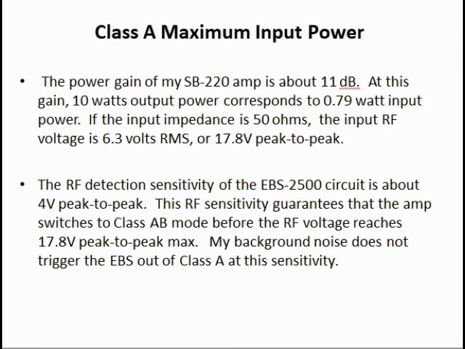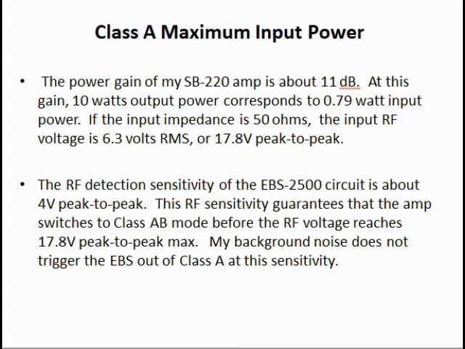Well, how do we determine what the threshold should be for the detection sensitivity of our electronic bias system, which is looking at the RF input to the amplifier? The power gain of an SB220 is about 11 dB. At this gain, the 10 watts output corresponds to 0.79 watts input to the amplifier. If the input impedance is assumed to be 50 ohms, the input voltage is 6.3 volts RMS, or about 17.8 volts peak to peak.